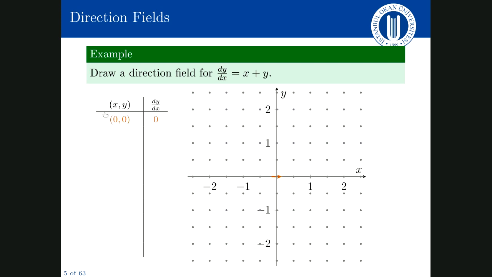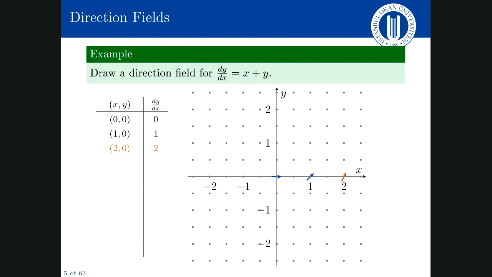For example, let's start at the origin. Let's start at the point 0, 0. We can calculate dy dx is equal to 0 plus 0, or 0. To show that the derivative is equal to 0, we draw a horizontal arrow. Next, the point 1, 0. We can calculate dy dx is 1 plus 0, or 1. To show that the slope is equal to 1, we draw an arrow sloping upwards with slope 1.